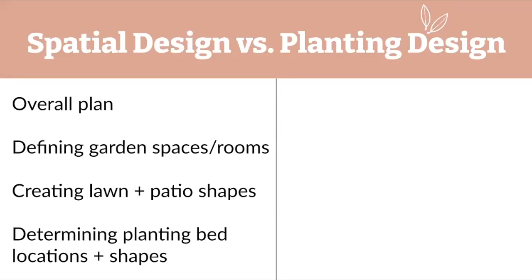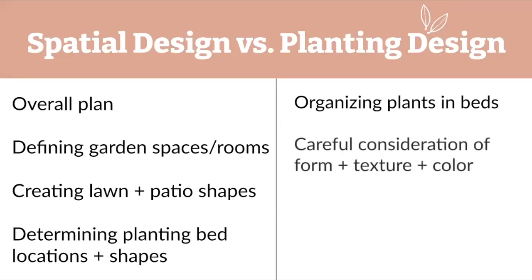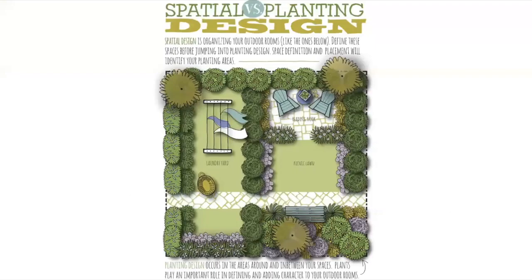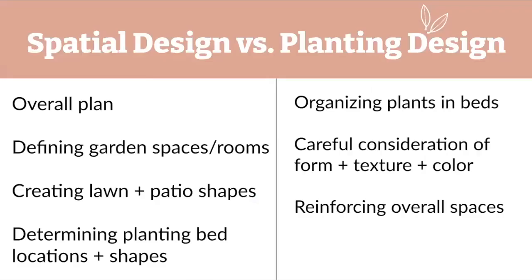Whereas planting design, which we'll also talk about tonight, is organizing the plants in the beds that you just created in spatial design. And you're considering form, texture, and color. You're using those to reinforce overall spaces. We're going to talk about an ecological approach tonight with plants also. So there's a whole bunch of things we can talk about in terms of garden rooms.